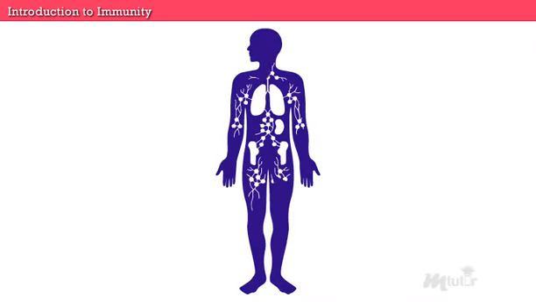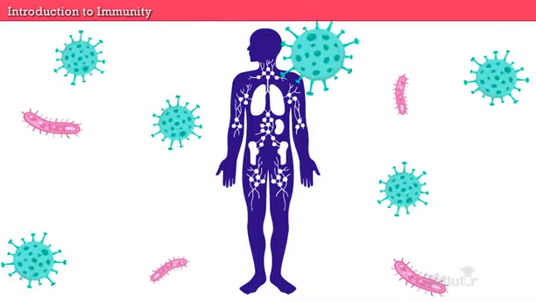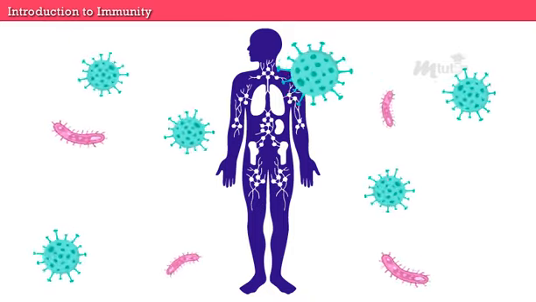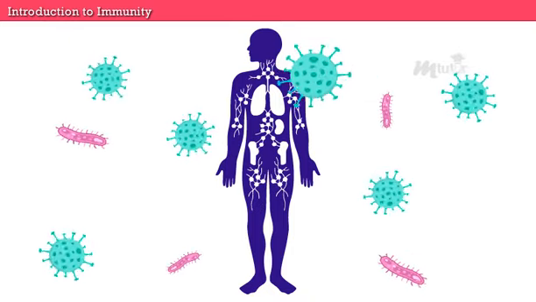Our body has evolved to protect us from pathogens, as far as possible with the help of a system called the immune system, through a process called immunity.